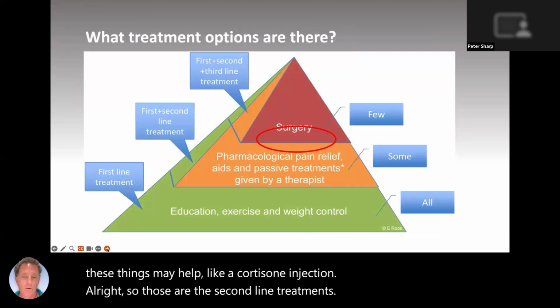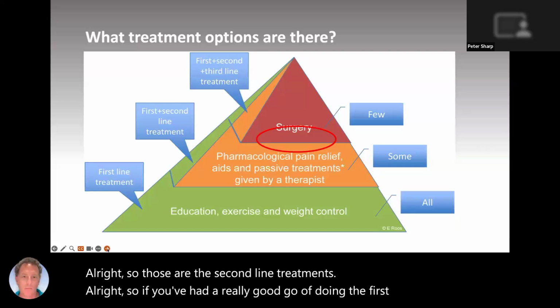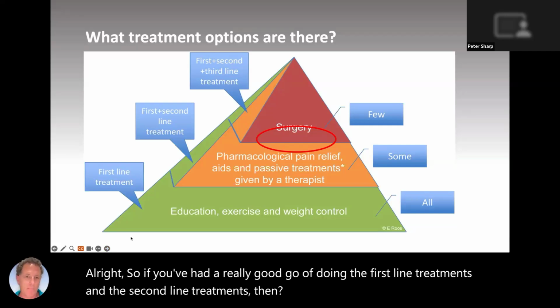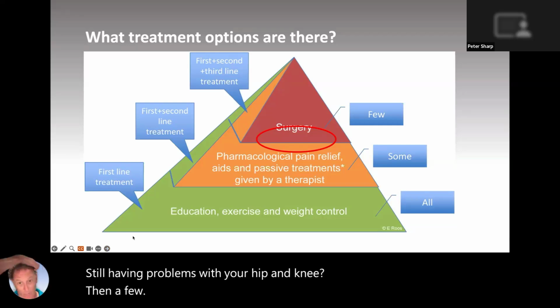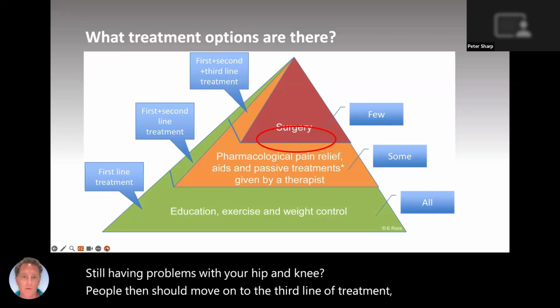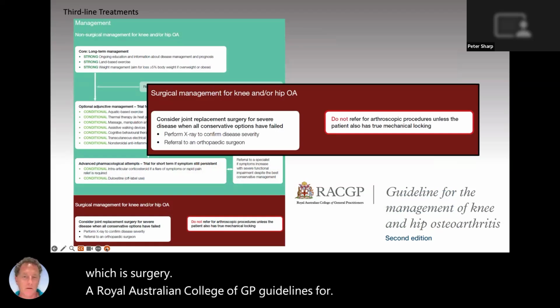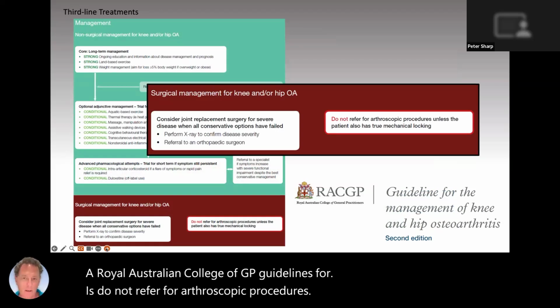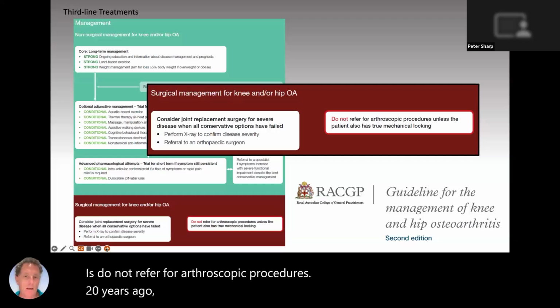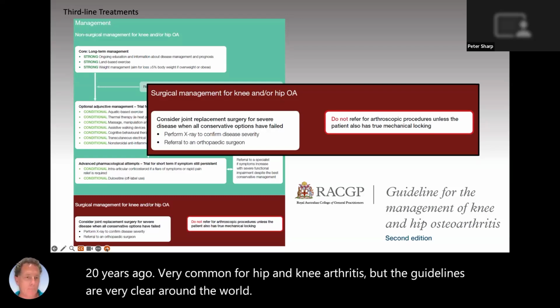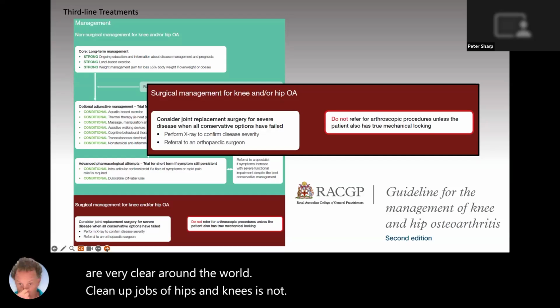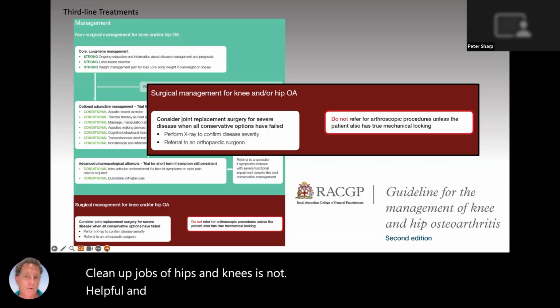All right, so if you've had a really good go of doing the first line treatments and the second line treatments, and you're still having problems with your hip and knee, then a few people should move on to the third line of treatment, which is surgery. And again, the Royal Australian College of GP guidelines for management of knee and hip arthritis is do not refer for arthroscopic procedures. All right, so again, 20 years ago, very common for hip and knee arthritis, but the guidelines are very clear around the world that arthroscopic cleanup jobs of hips and knees is not helpful, and in fact may cause the joint to wear out faster than if you just leave it alone.